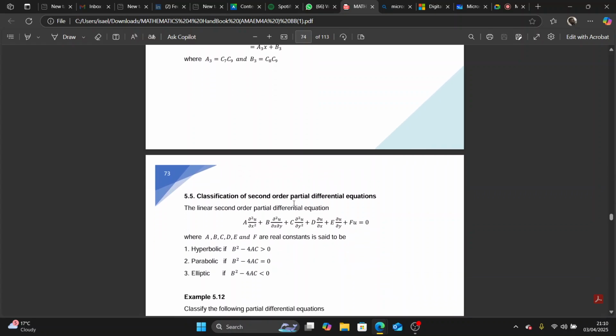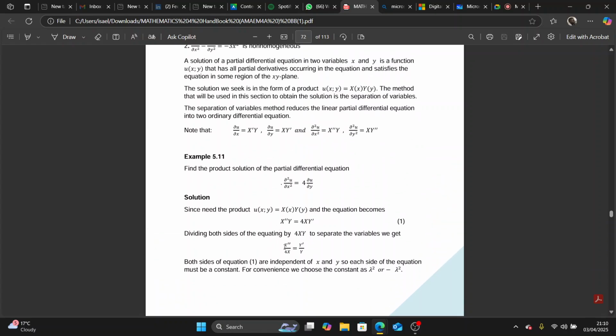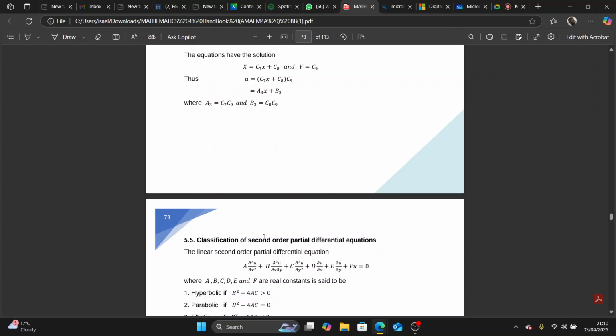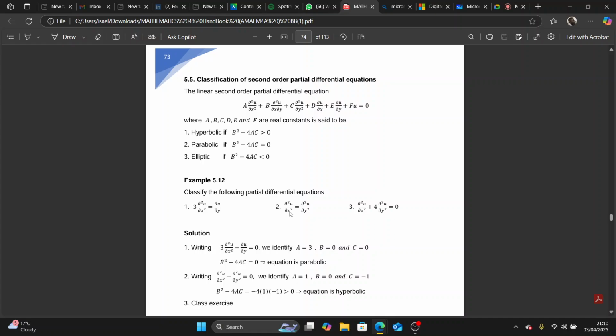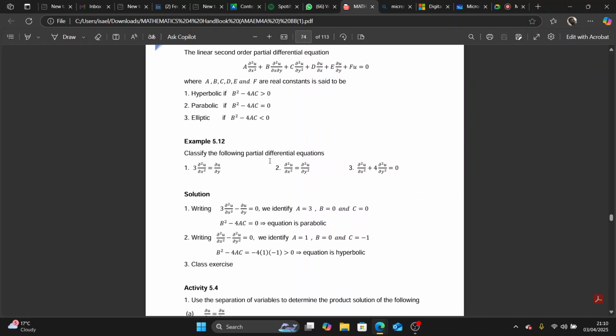Now they said classifying second order differential equation where a, b, c, d are real constants, said to be hyperbolic, parabolic, and elliptic. What I want you to see first is how to split this. You will see as we solve it. Now they said classify this partial differentiation. Solution: writing this and this, we identify a is 3, b is 0, c is 0. So you have b square minus 4ac, which is parabolic.